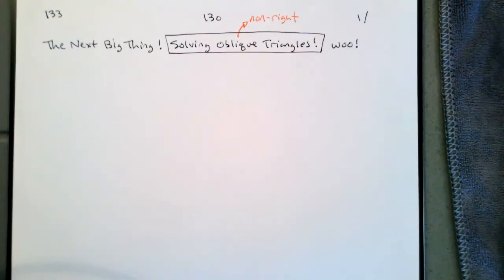Today we want to get into the next big thing, and that would be solving oblique triangles. This is just a variation on solving right triangles, only one of the angles is not 90 degrees. We're taking that piece of information away and installing another piece of information in it. The great thing about solving oblique triangles is that these same techniques can be used to solve right triangles.